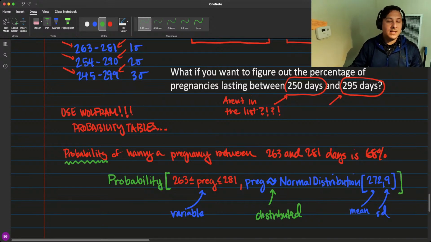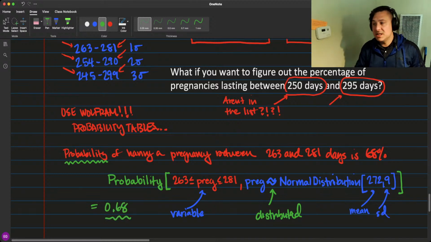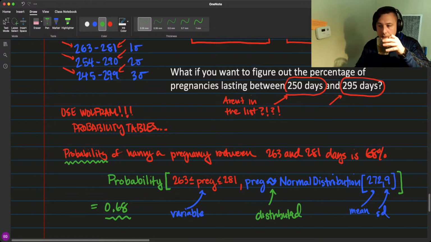And Wolfram in this case will spit out the number 0.68. Why? Because there's a 68% chance that a pregnancy is between 263 and 281 days if pregnancies are normally distributed. So we're going to go to Wolfram in a minute and work with this.